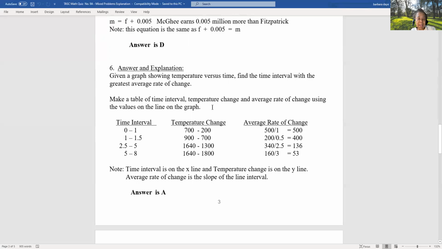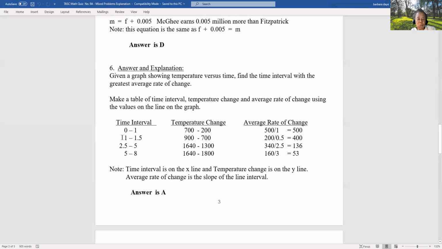They give you a line, and each line has the time, the temperature change, and the time interval you can see on the X line of the graph. The temperature change is on the Y line. So let's look at the first interval. From 0 to 1, temperature goes from 700 to 200, all right? Difference between 700 and 200 is 500. Difference between 1 and 0 is 1. So the rate of change, 500 over 1, is 500.